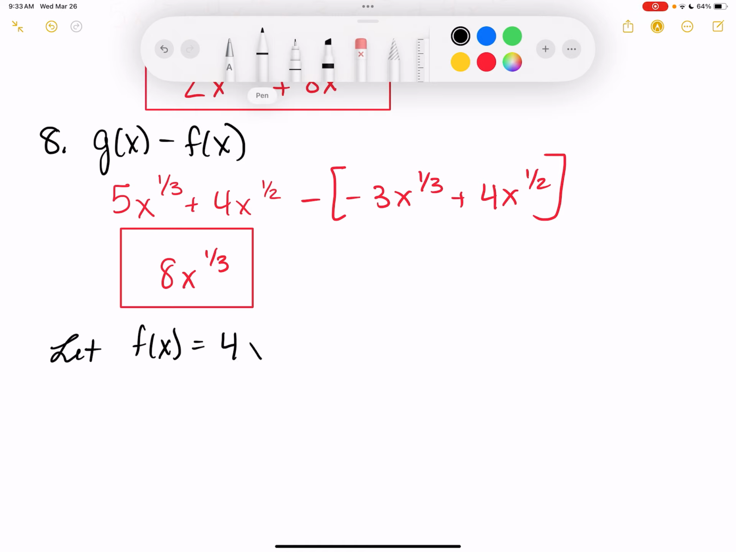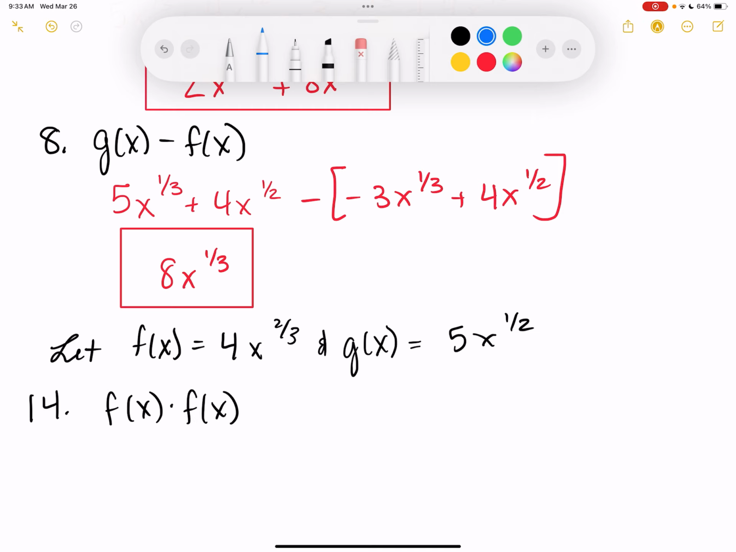Let f of x equal 4x to the 2/3 and g of x equals 5x to the 1/2. Number 14. F of x times f of x.